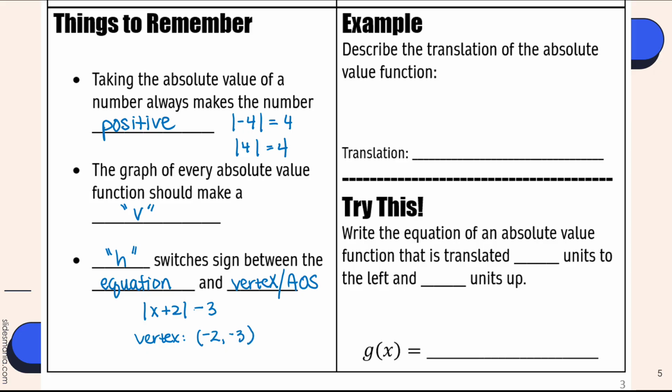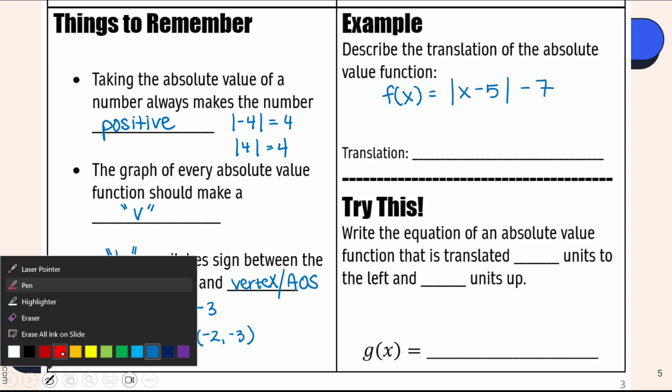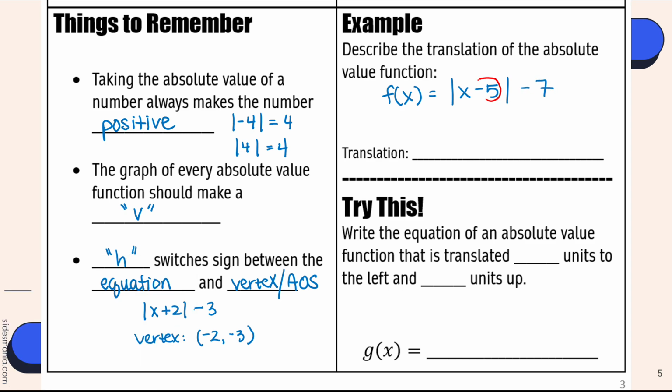Okay, so an example here is if I had the function f of x equals the absolute value of x minus 5, minus 7. Very similar to what we were just doing, we're going to write the translation. So what does that -5 do to the graph? It moves it right 5. And what does this -7 do to the graph? It moves it down 7.